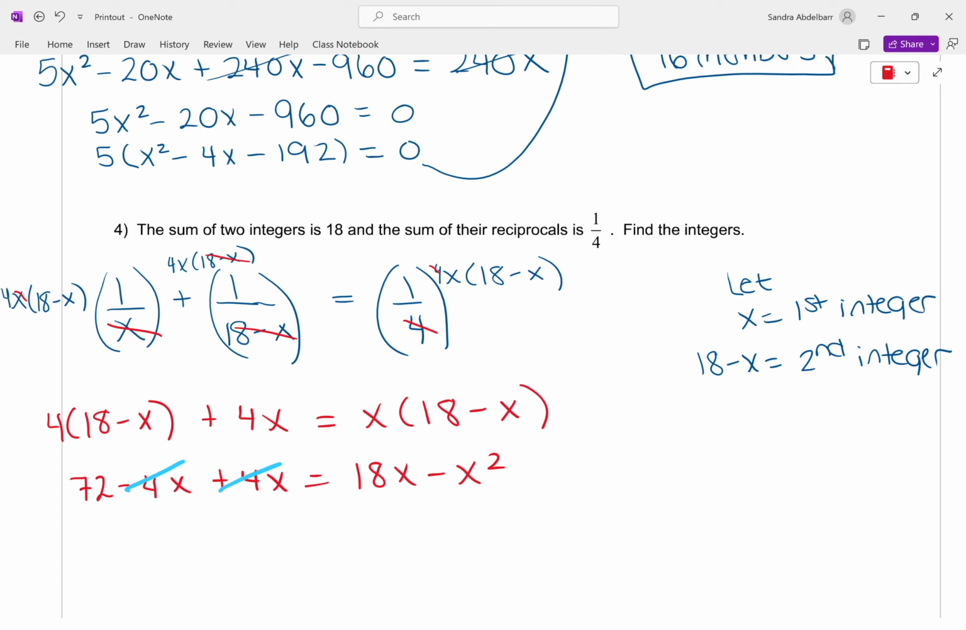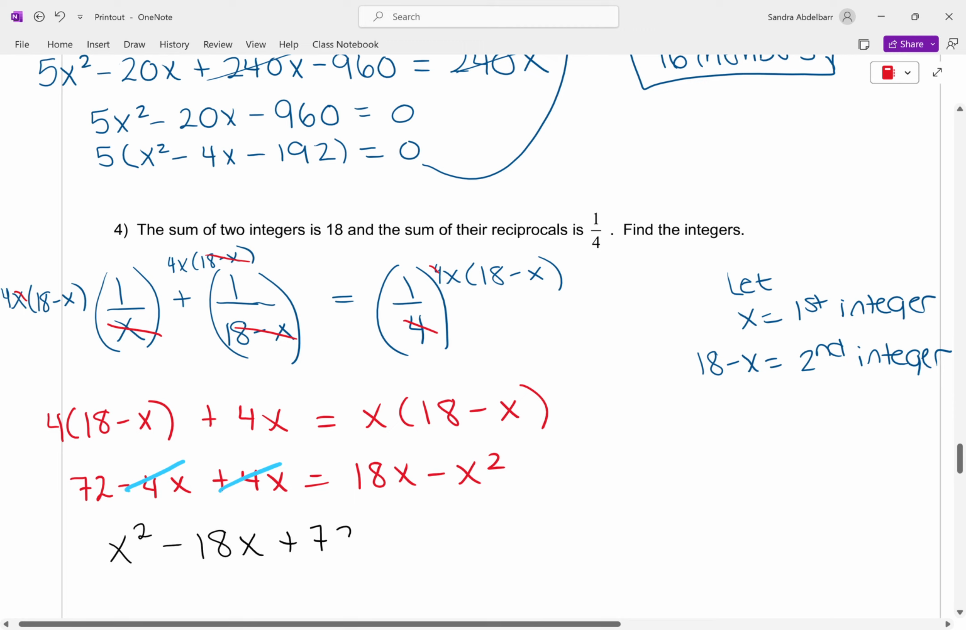Am I going to have to factor? Yes. So what I'm going to do, I can't factor with a negative x squared. So I'm going to bring everything on the right side over to the left side. So when I bring everything from the right side over to the left side, I'm going to get x squared minus 18x plus 72.